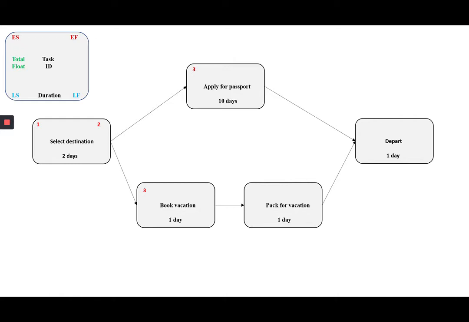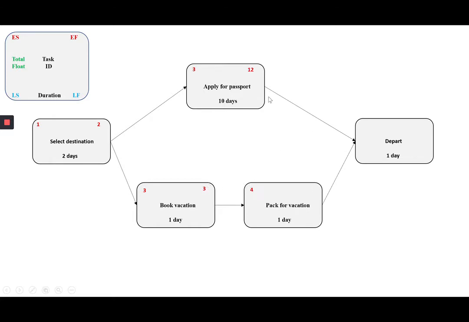Now what we do is just continue on for a little while. So if we look at apply for passport, its early finish will be the end of day 12. And again, that's 3 plus 10, 13, minus 1 is 12. Book vacation starts at the start of day 3 and ends at the end of day 3. Again, that calculation would be done. We're now going to calculate the early start of pack for vacation, and that's the start of day 4. So again, it's equal to the early finish plus 1.